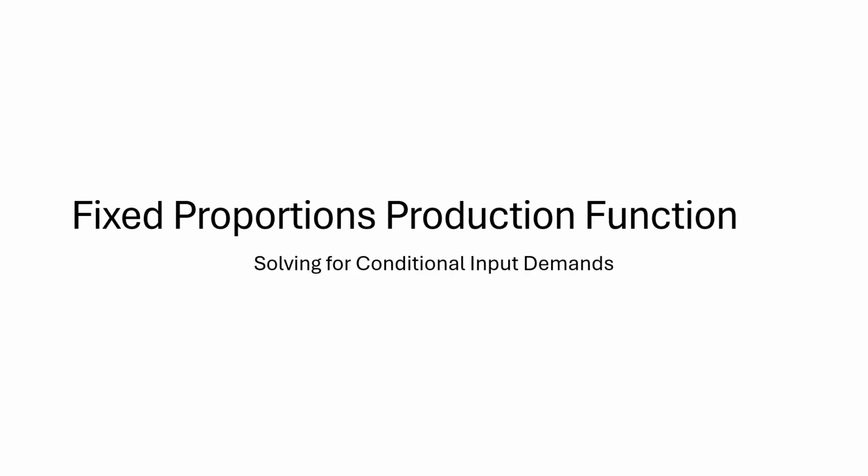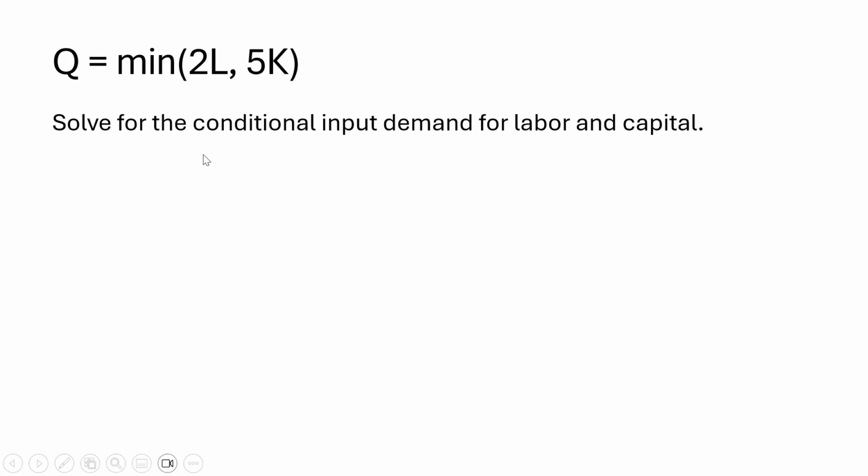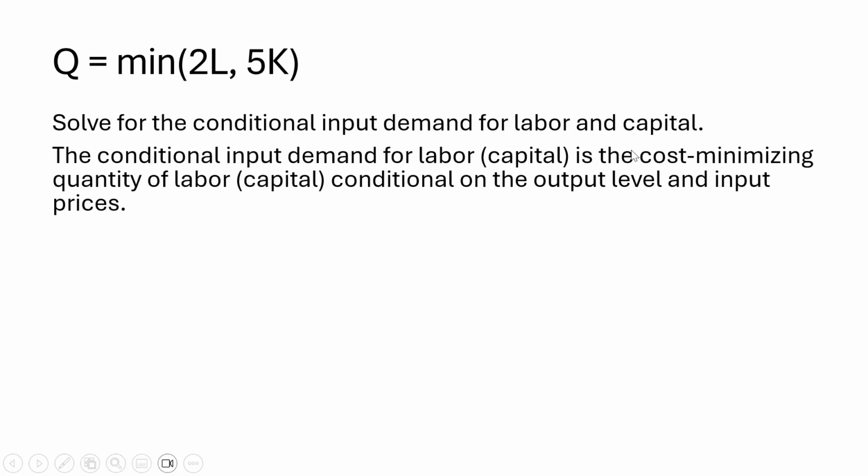Hello, in this video I'll explain how to solve for conditional input demand functions from a fixed proportions production function. We'll start with this fixed proportions production function. The firm's output, Q, is going to be the minimum of 2L or 5K. L is units of labor, K units of capital. So we're going to solve for the conditional input demand for labor and the conditional input demand for capital.